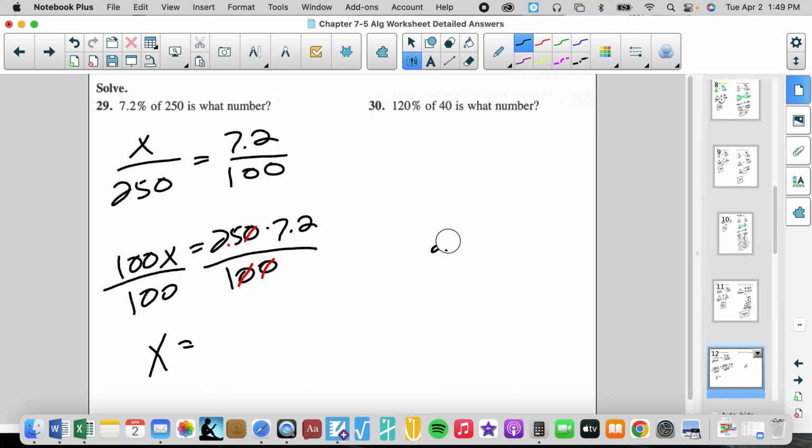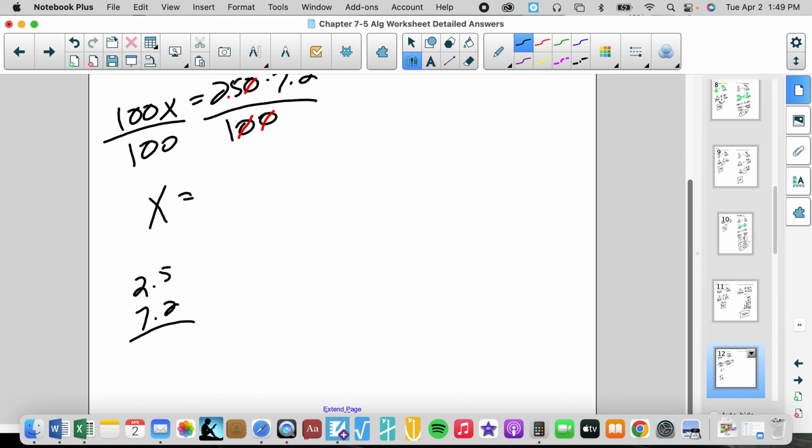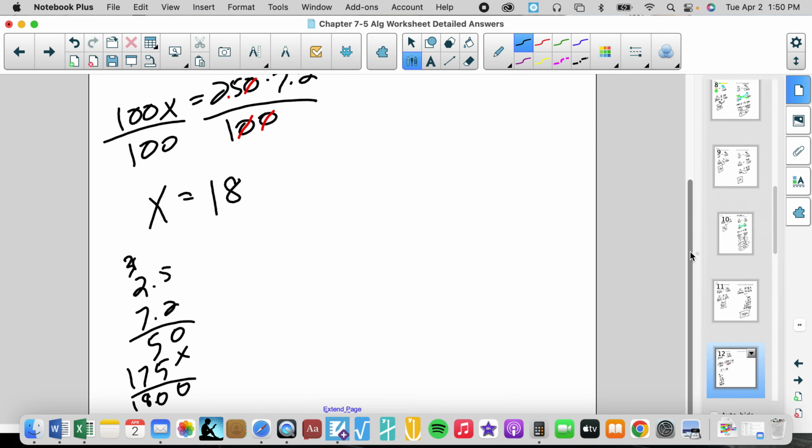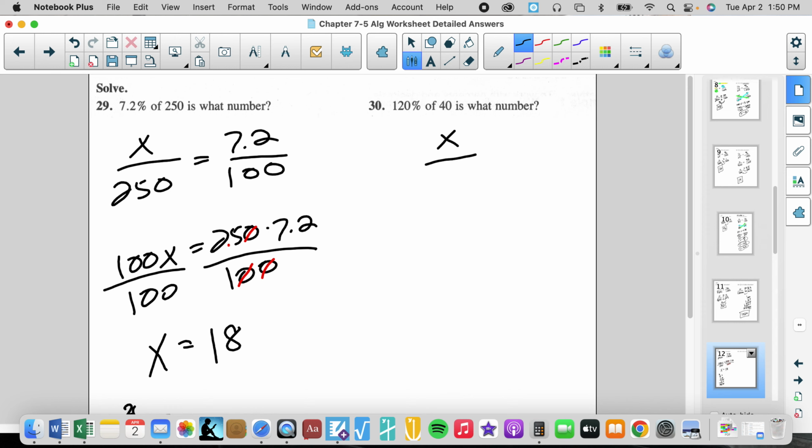Sorry, I need a little space. 2.5 times 7.2, with 2 decimal places, so it's 18? Wow. All right. 7.2 times 2.5 gives us 18. Nice. So x equals 18.